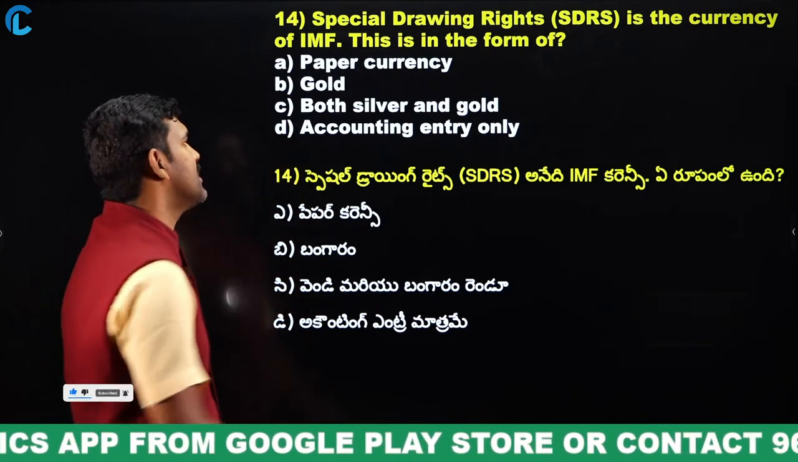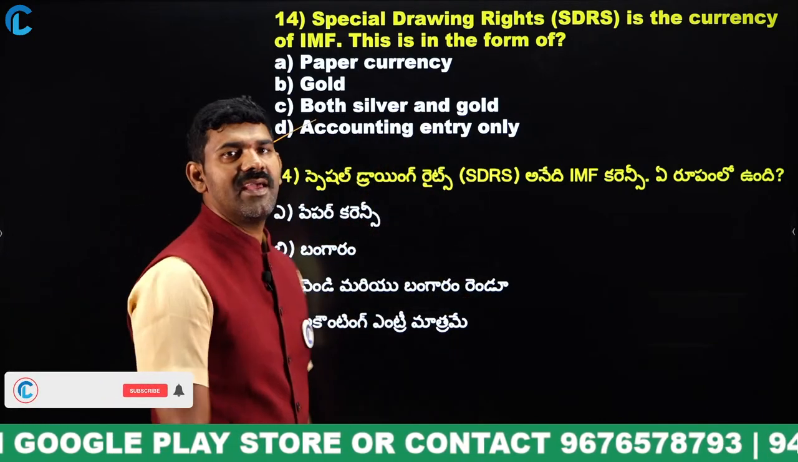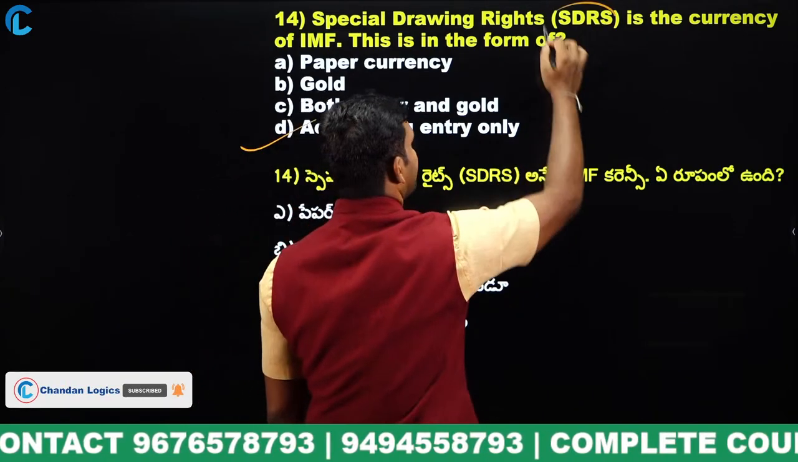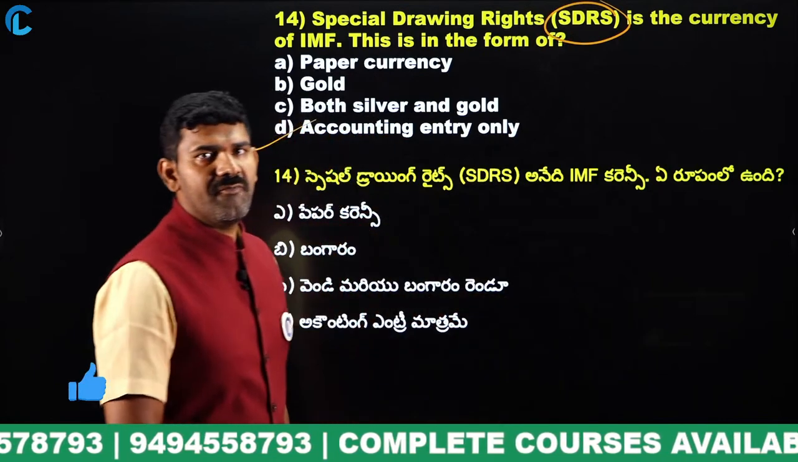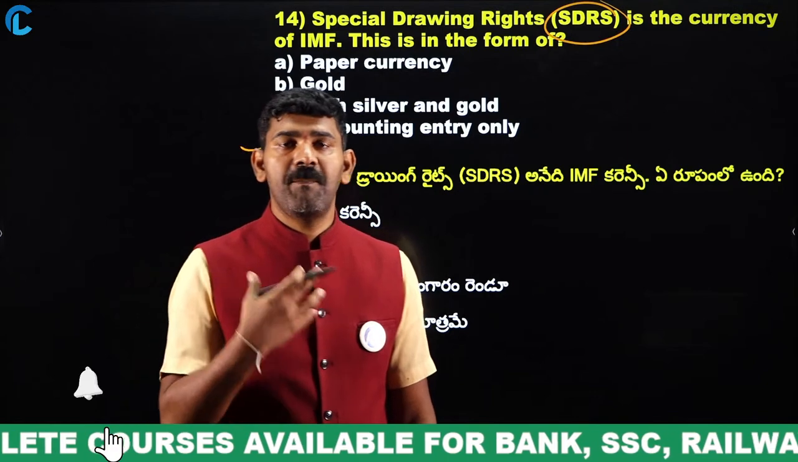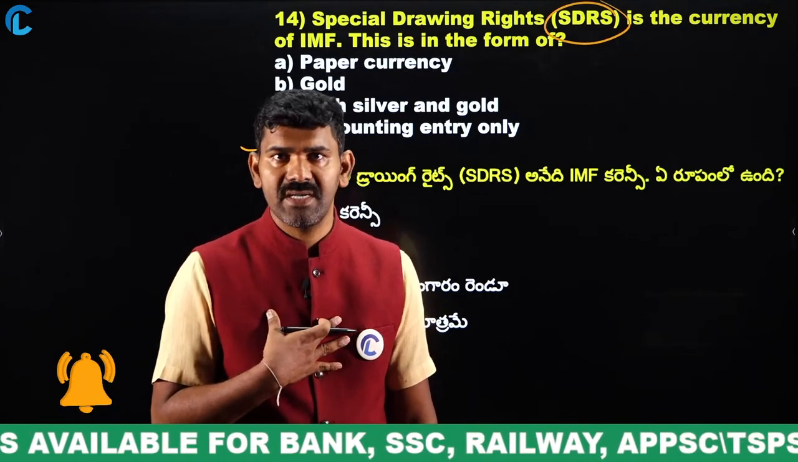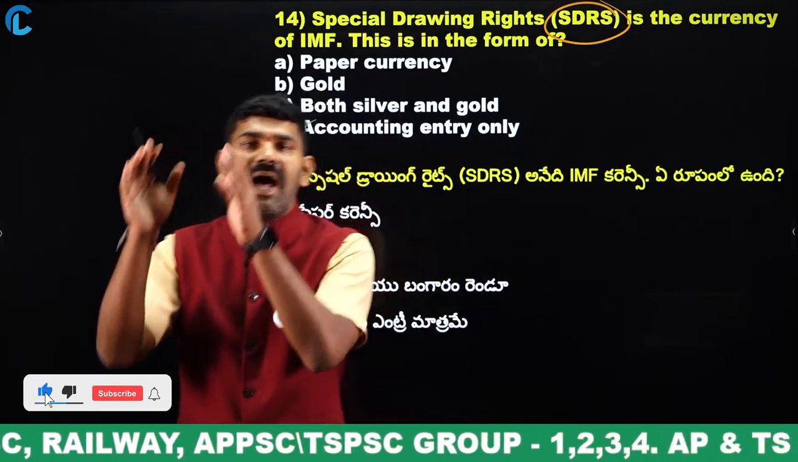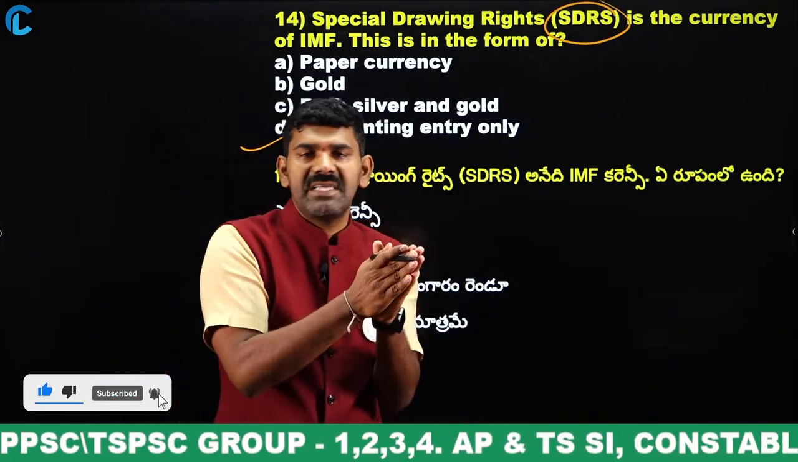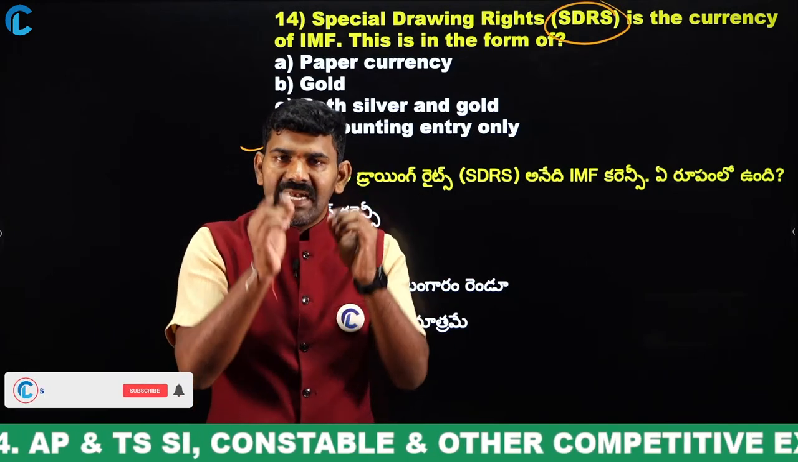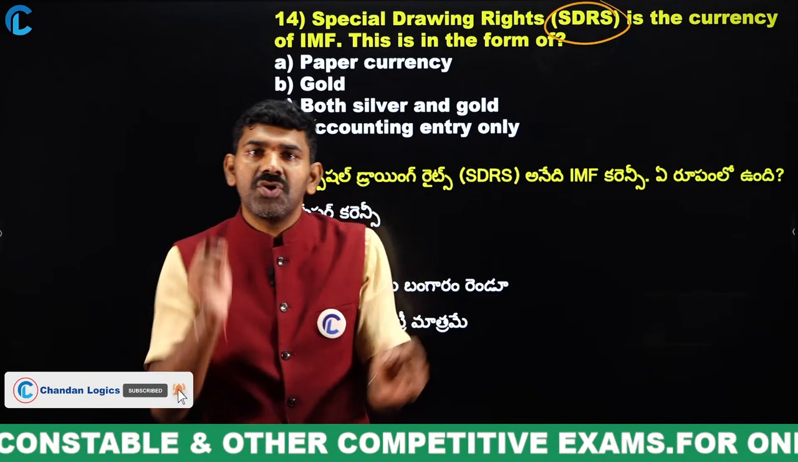No. The right answer is accounting entry. See, SDRs are something related to the International Monetary Fund. Now, whenever a country is running short of foreign currency, when they are not able to make the payments for the imports that they got, they will go and request IMF. What IMF will do? From the IMF account, they will transfer some SDRs to their respective country's account. What can the country do? That country can convert that SDRs into dollars.